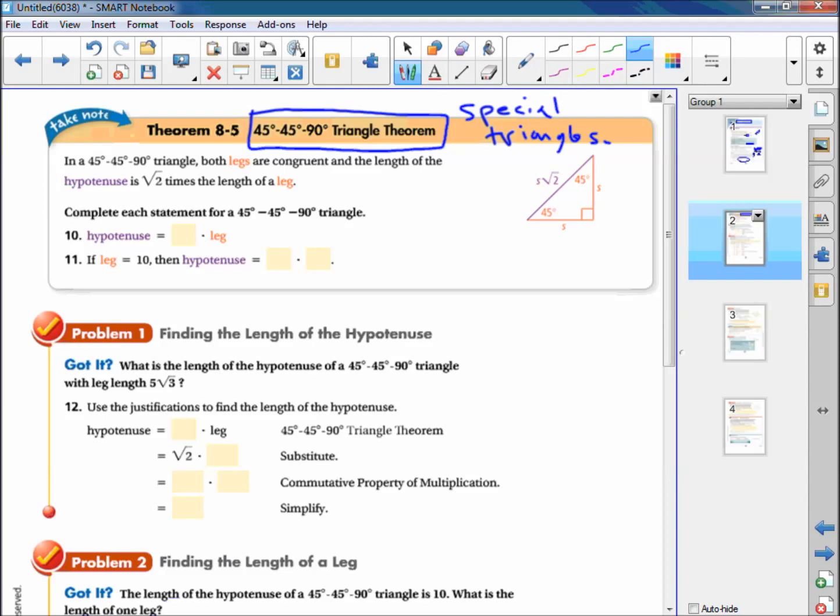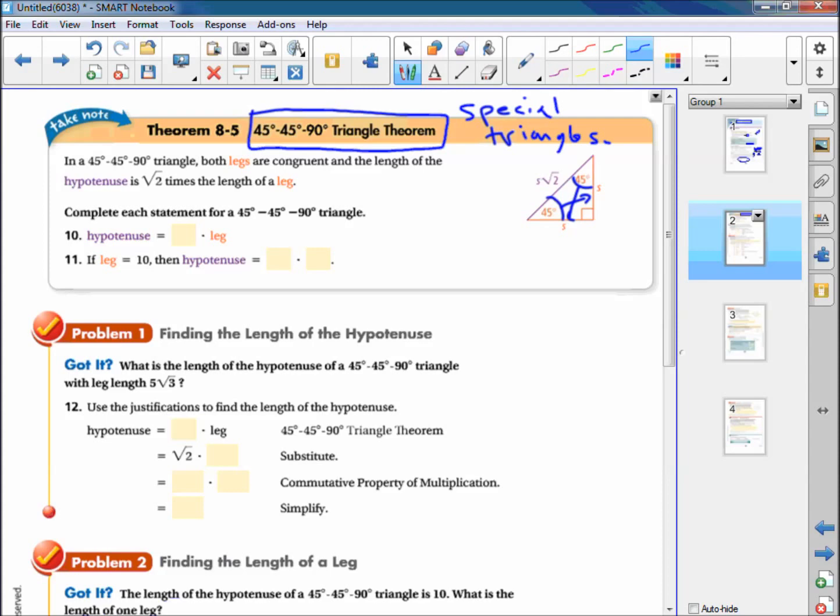In a 45-45-90 triangle, both legs are congruent. That's because the other two angles are equal, so across from them, their sides should also be equal. And the length of the hypotenuse is the square root of 2 times the length of the legs. For instance, if the legs were 11, then the hypotenuse length would be 11 root 2, just square root of 2 longer.